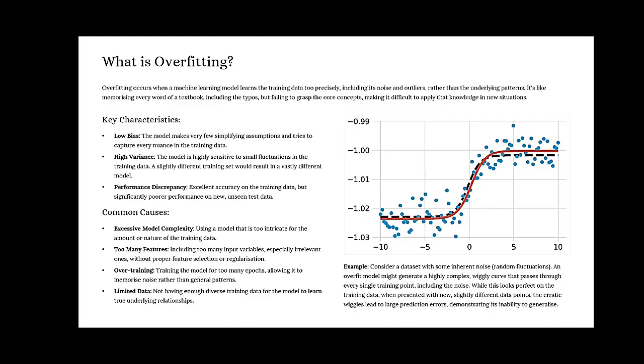Now, if we look at the image on the right, we can see a graph. The blue dots are our data points with some random noise. The dashed black line shows the ideal true pattern. Now look at the solid red line. That's our overfit model. Notice how this highly complex, wiggly curve is made to pass through every single training point, including the noise. While it looks perfect on its specific data, you can imagine that its erratic wiggle will lead to high prediction error for any new data point, showing its inability to generalize.